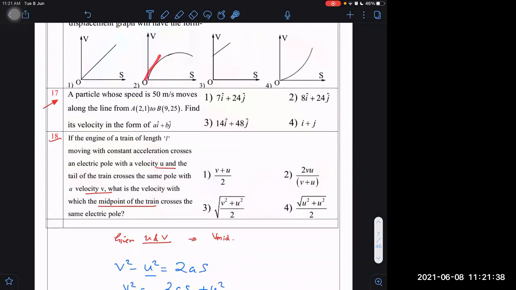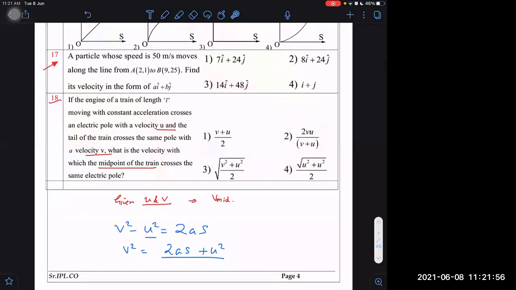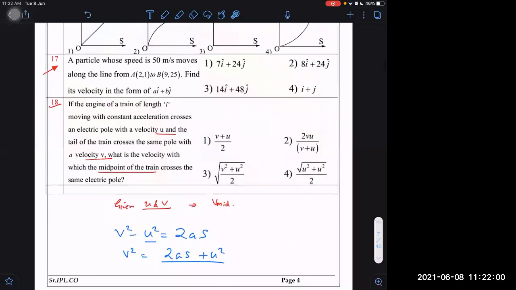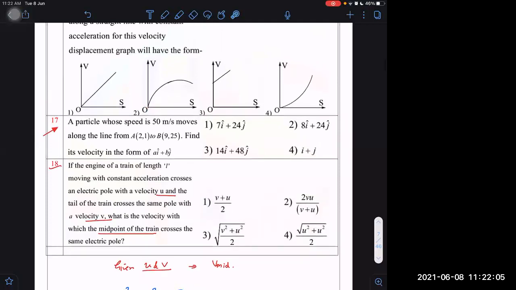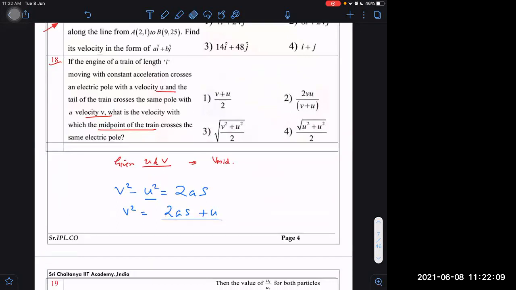V into dV by ds is also acceleration. You know that V into dV by ds is acceleration. Initially V is 0. dV by ds is this. They are giving U as 0 because they are starting from rest, I think. Let me check. Rest, then U is 0, then I am getting only just V square equals 2AS.